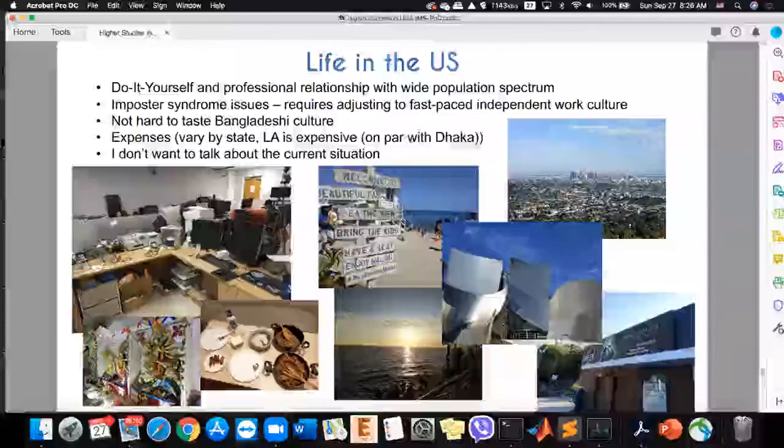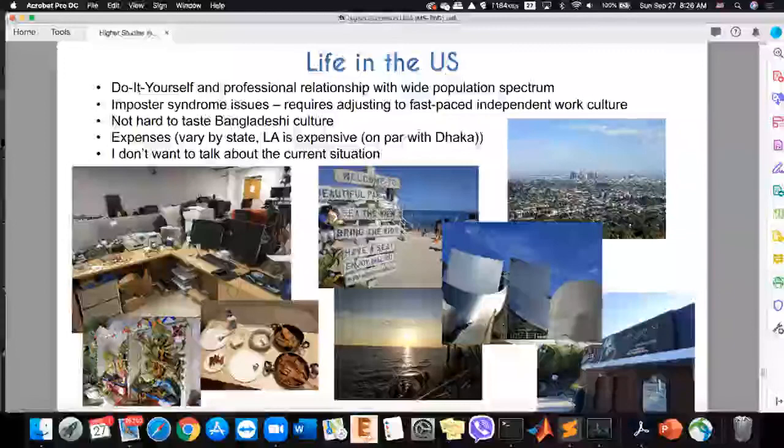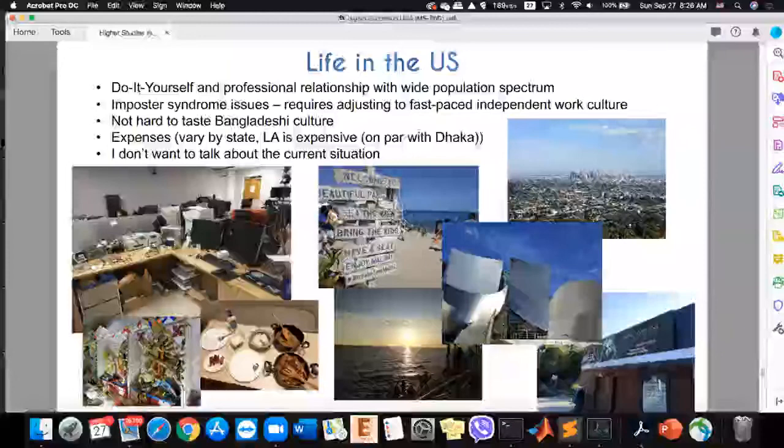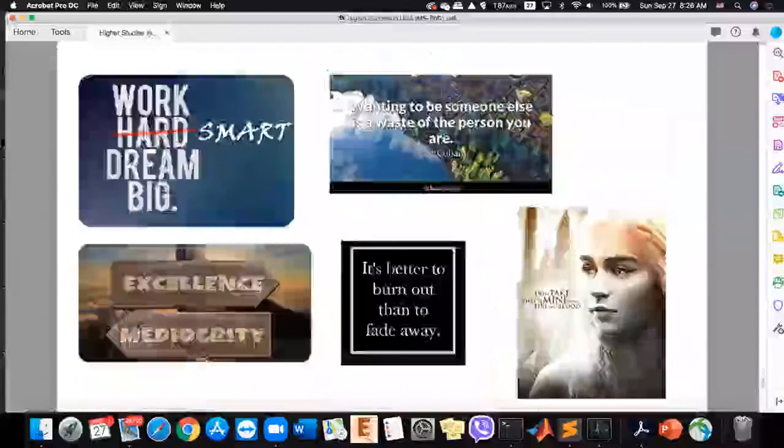So on weekends, does everyone enjoy themselves? And it's not hard to taste Bangladeshi culture. Like, here at Eid time there is Eid, there is puja, and I cook Bengali food every day, so it's not that much of a problem. And cost, if you consider, cost varies from state to state. In general, US is very affordable, but large cities like Los Angeles is expensive.